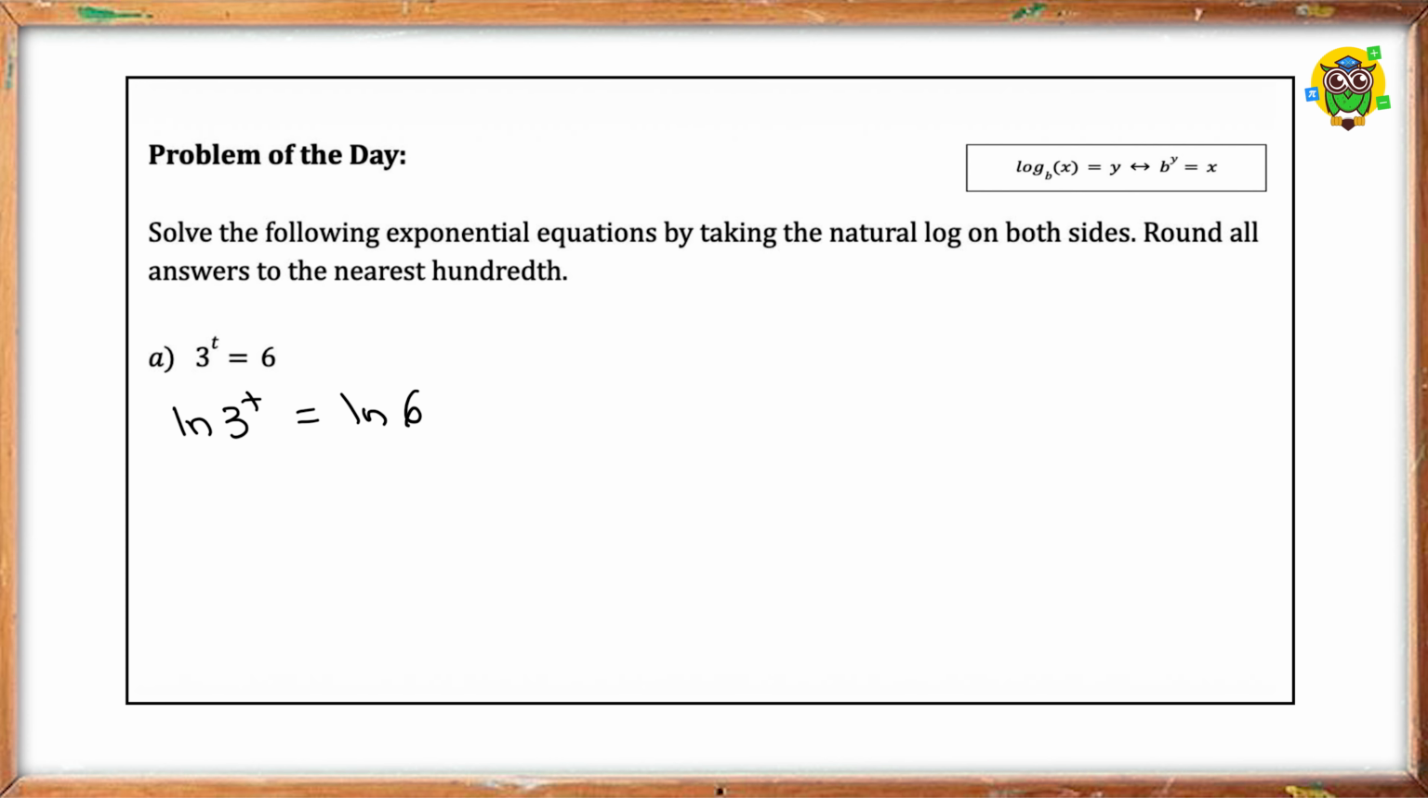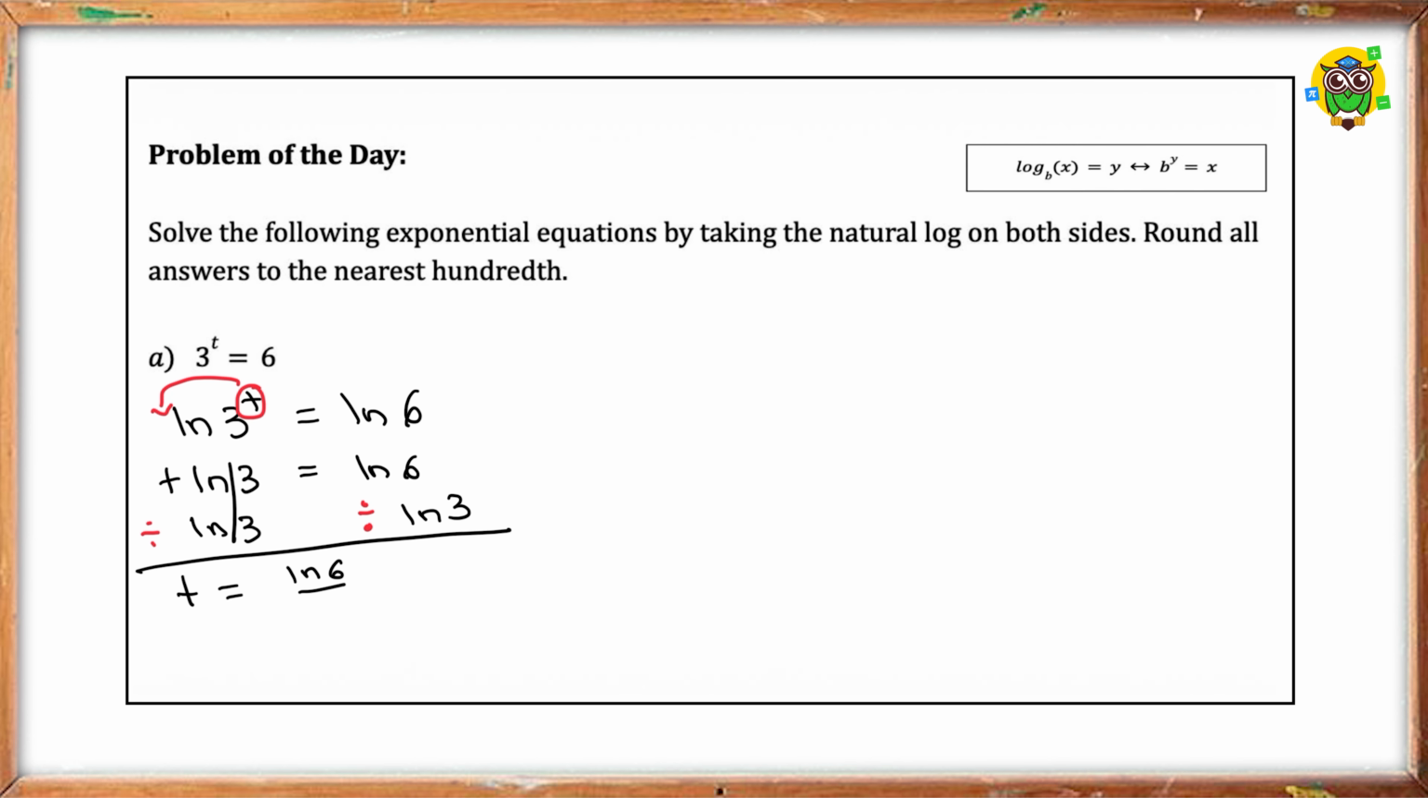We're going to be using our power property to move our exponent to the front of our natural log. We now have t ln 3 is equal to ln 6. We want to isolate our variable, so we will be dividing on both sides by ln of 3. We are now left with t is equal to ln 6 divided by ln 3. And this is approximately 1.63.